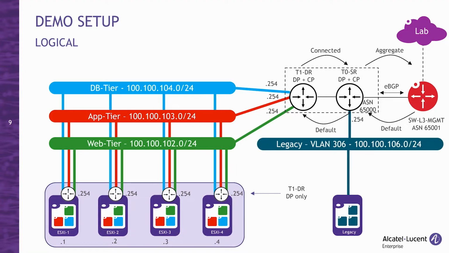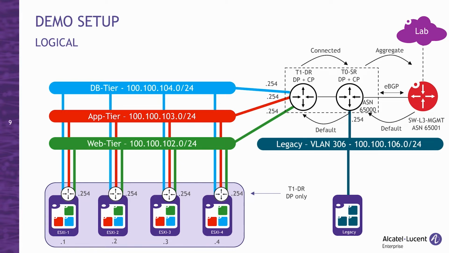The T0 SR component can communicate with the outside world. And in this setup, it acts as the gateway for the legacy VM. It runs BGP with the physical lab network, so both physical and overlay can communicate. The T1 router is distributed, and the control plane runs on the edge VM, while the data plane runs on each NSX hypervisor as well as in the edge node itself.